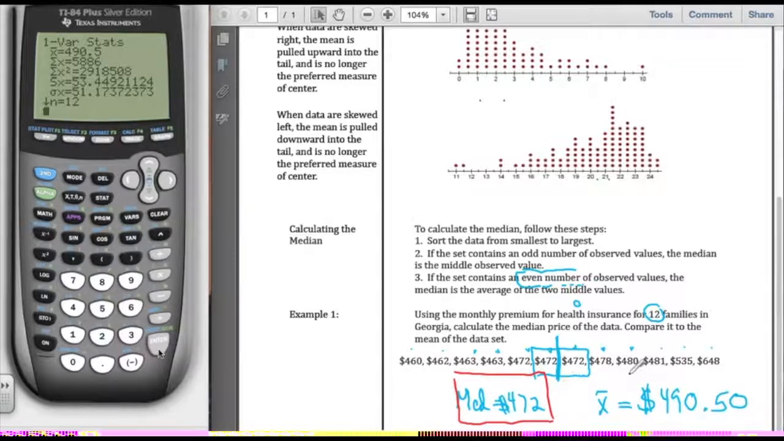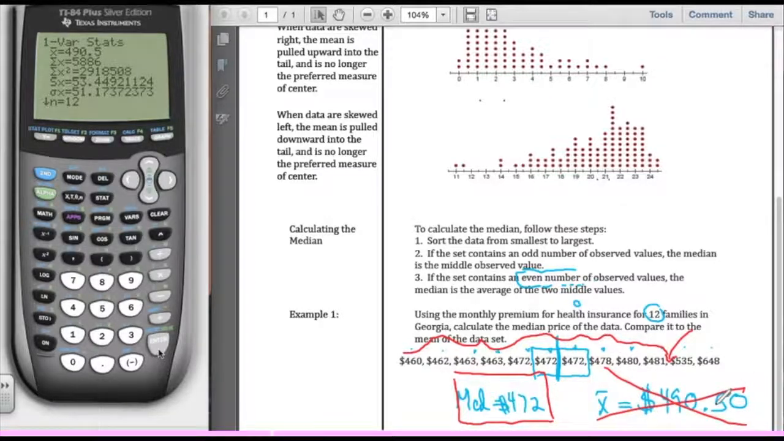This is what's closer to a typical value. 472 is right here in the middle of the data. 490 would be right up here. And not very many families pay that high of a cost. This data set is skewed to the right. These first 10 data pieces, the 460 to the 481, are very clustered together. They're close together. But then I see a large jump from 481 to 535 and from 535 to 648. So this would be skewed to the right.